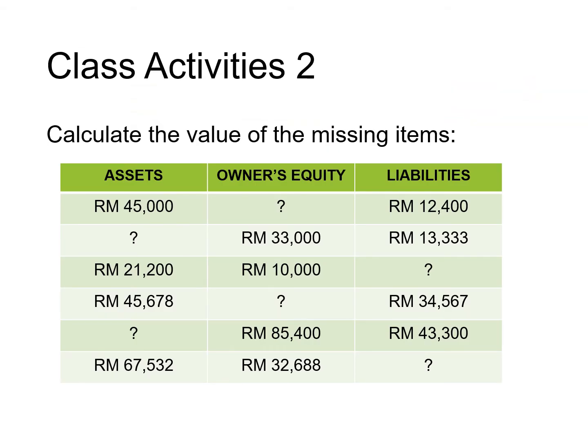Untuk this class activity 2, I nak you try using the equation A equals to L plus OE untuk kira these missing items. So, I will check back your answers in our next discussion group.